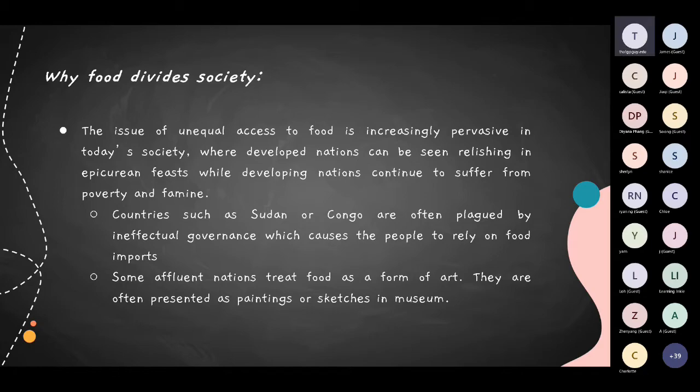Then in affluent nations, some of them treat food as a form of art. They are portrayed in paintings or sketches in museums, and you will never see this in countries like Sudan or Congo because if there's food, it's probably going to get eaten up. It's not going to be put up on a portrait or an art piece. So this is how it gets divided.